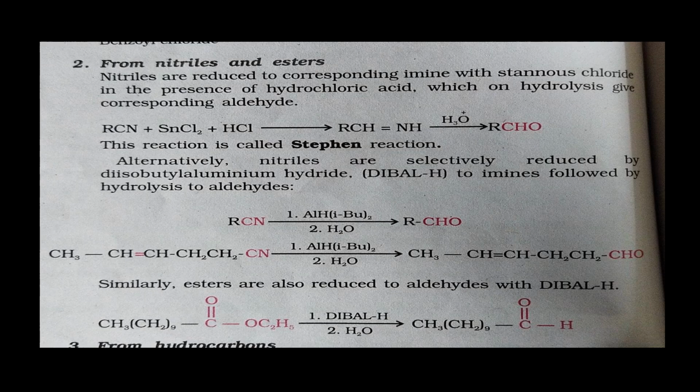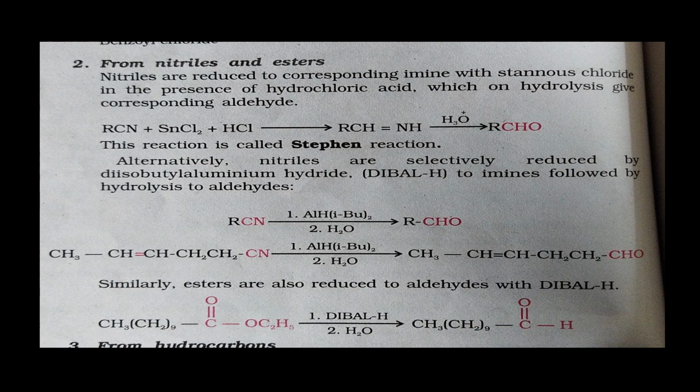Second one, from nitriles and esters. Nitriles are reduced to the corresponding imines by stannous chloride in the presence of hydrochloric acid, which on hydrolysis give the corresponding aldehyde. RCN plus SnCl2 plus HCl gives RCH=NH, which in the presence of H3O+ gives RCHO. This reaction is called the Stephen reaction.